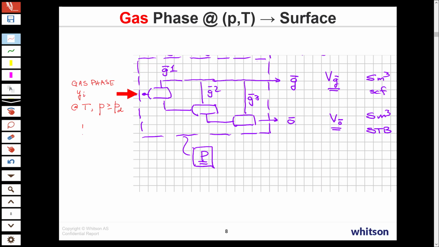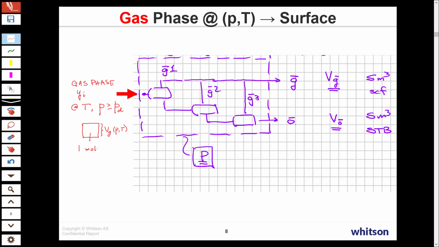And we'll know the volume of that. For example, if we just use a basis of 1 mole entering this process, then we'll know the volume of this gas at the pressure and temperature.